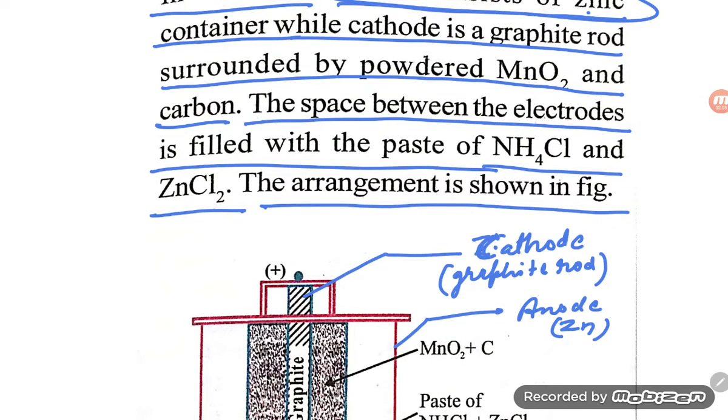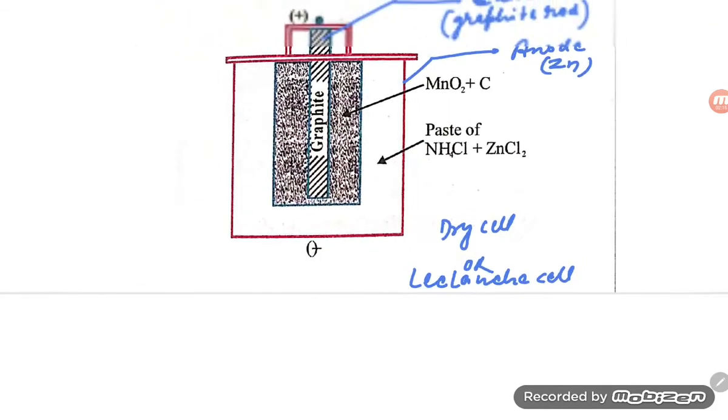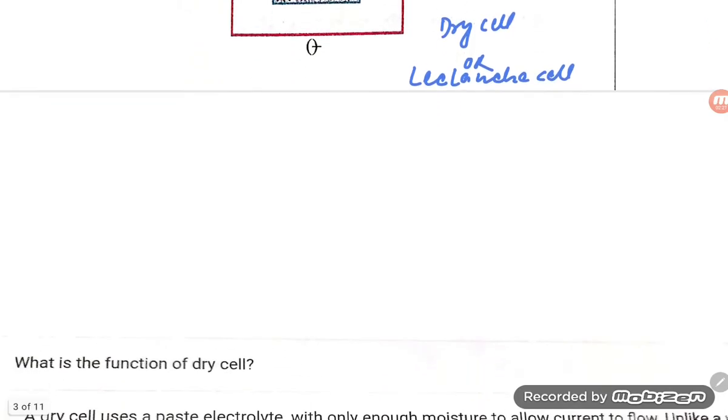This is the second point. The space between the electrodes is filled with a paste of NH4Cl and ZnCl2. The arrangement is shown in the figure. So this is the MnO2 plus C, and outside of this container the paste of NH4Cl and ZnCl2 is filled.